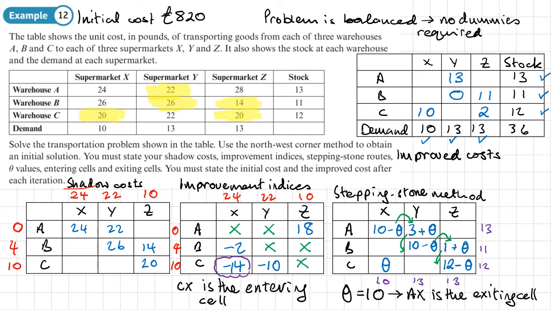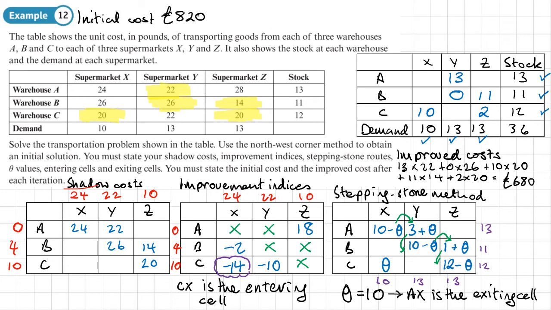Okay, so that's going to be 13 times 22, then 0 times 26, plus 10 times 20, plus 11 times 14, plus 2 times 20. Now that gives us an improved cost of £680.